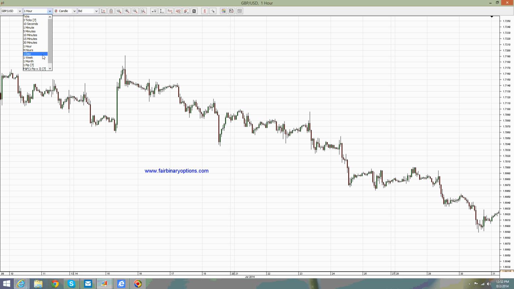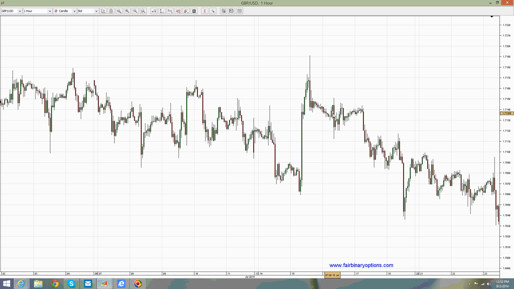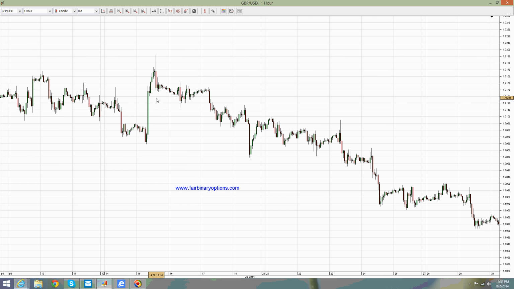But if you choose the lower expiration date, then you should go and take a look at the 5-minute chart or even the 1-minute chart. As you can see, you have also the possibility to trade the 1-minute chart. Now coming back to this chart, this is the Great Britain Pound US dollar, the 1-hour chart.